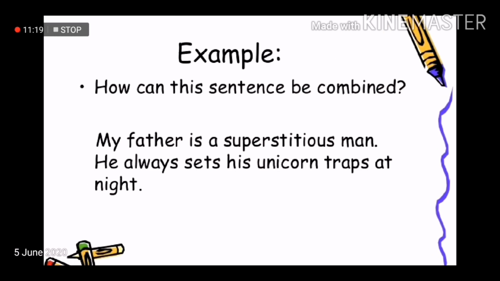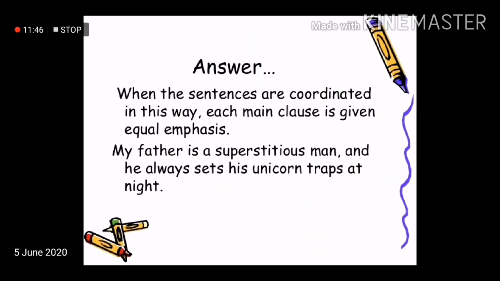But often we need to show that one idea in a sentence is more important than another. जो दो sentences हो, दो clauses हो, एक sentence में एक clause को हम prefer करते हैं, उसकी importance ज़्यादा होती है. तो वो दिखाने की सूरत में how can this sentence be combined? My father is a superstitious man. He always sets his unicorn traps at night. दो sentences हैं because you have a period at the end of first clause. So क्या बन जाएगा इसका आंसर? When the sentences are coordinated in this way, each main clause is given equal emphasis. तो equal emphasis यहाँ पे मिल रहा है.